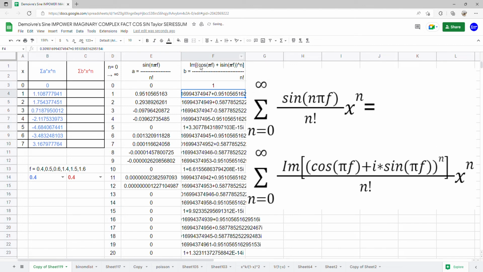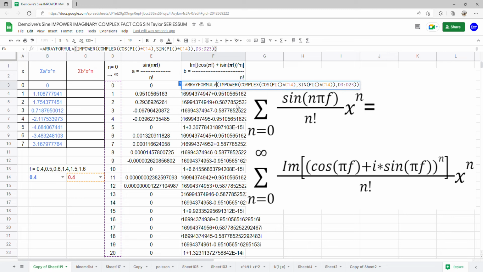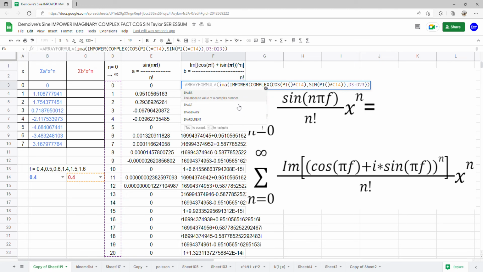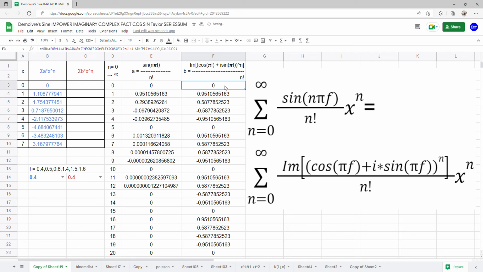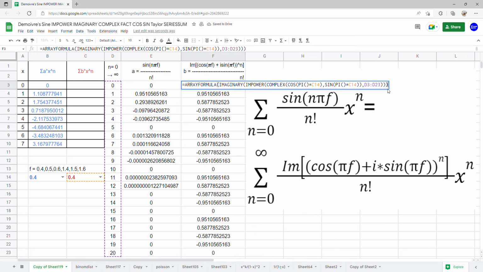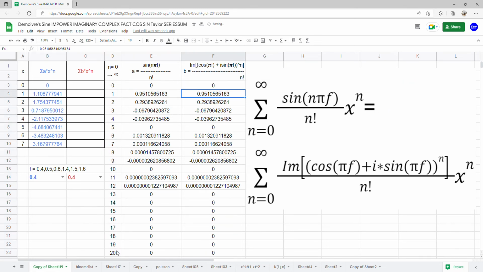And finally, we take the imaginary part of the whole thing. So we use the imaginary function. Imaginary. And now that we have entered the imaginary, we now use the denominator, which is the factorial. So factorial of n. And enter. These values are exactly the same.